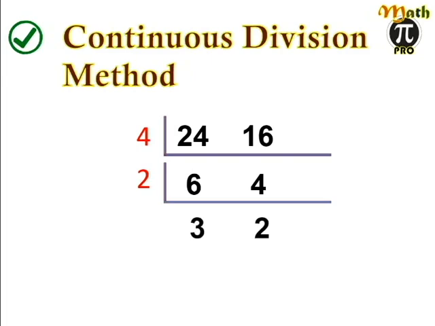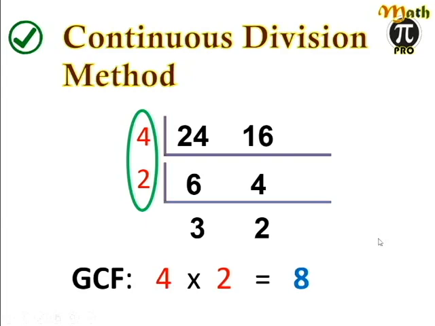Then, if there is no more number that can divide the result except 1, meaning if the two numbers are already relatively prime, or the only number that can divide them is 1, that's where the continuous division method stops. And to get the GCF, we multiply the two common factors that we use. You'll see we'll get the same answer as 8. Right?